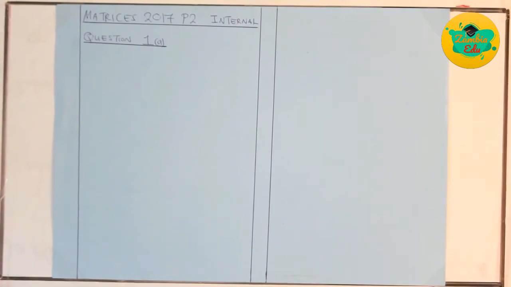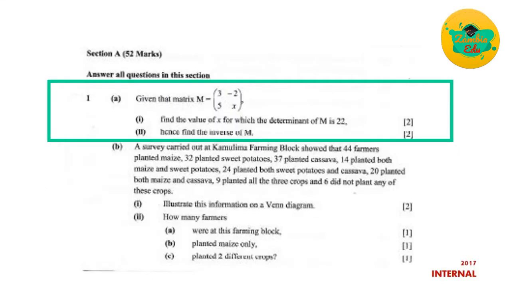(2017) Matrices, Paper 2, Internal, Question 1A. Given that matrix M is equal to 3, 5, negative 2x. Find the value of x for which the determinant is 22.